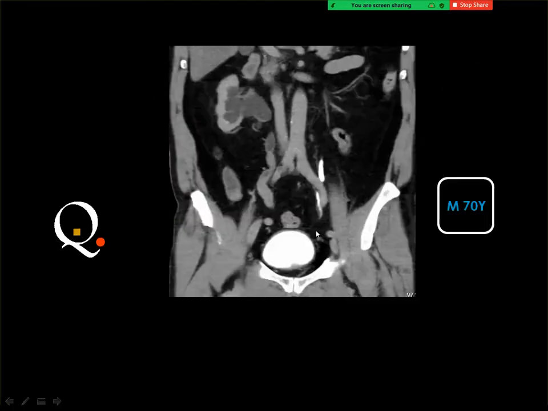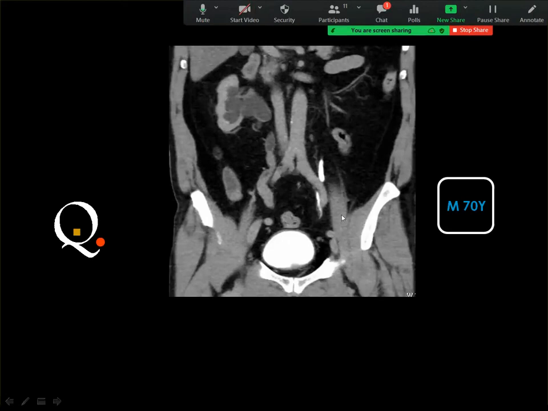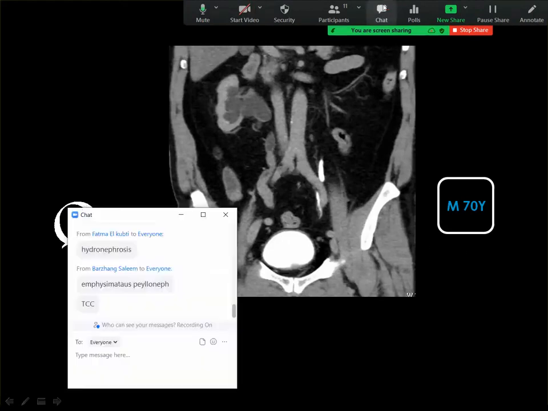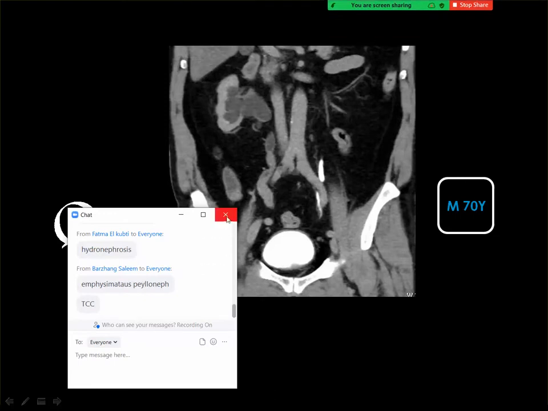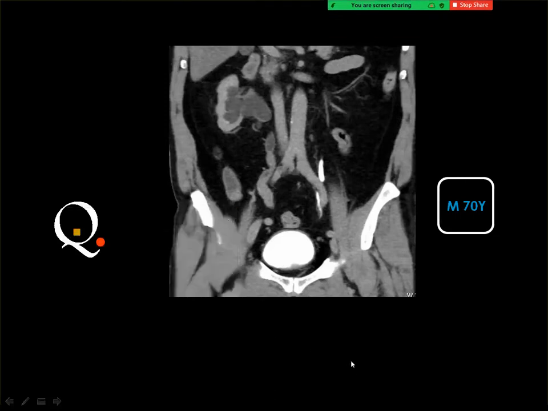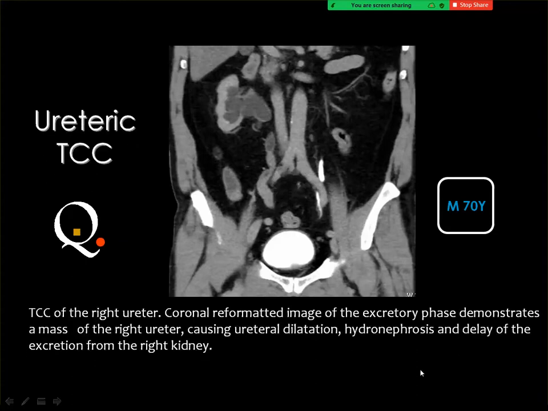This is the selected image from the CT of the abdomen in a male patient, 70 years old. And the answer is right. This is a transitional cell carcinoma of the right ureter. In the right ureter, you got a soft tissue mass with dilatation of the middle third of the ureter and proximal obstructive changes in the pelvicalyceal system, diagnostic of ureteric transitional cell carcinoma.